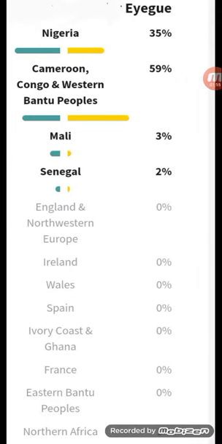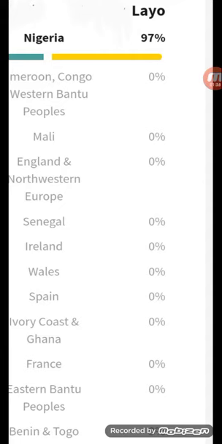This one right here, I'm not totally sure what tribe they're from. They're 35% Nigerian, 59% Cameroon, 3% Mali, 2% Senegal, 1% North Africa. They may be from two or more ethnic groups. This one right here, I'm not sure which tribe. 97% Nigerian, 3% Benin Togo, possibly Yoruba. I'm not sure if I'm pronouncing that right, but or another tribe within Nigeria.